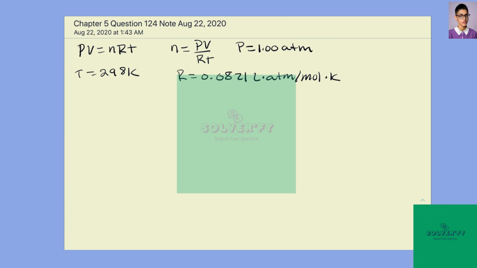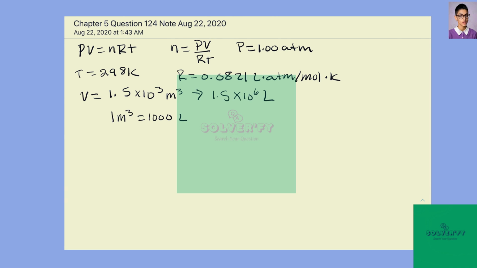All right, so let's first find our volume. So V is going to be equal to 1.5 times 10 to the 3rd meters cubed. And let's get this into liters. So I know that 1 meter cubed is equal to 1,000 liters. So this is going to equal 1.5 times 10 to the 6 liters.